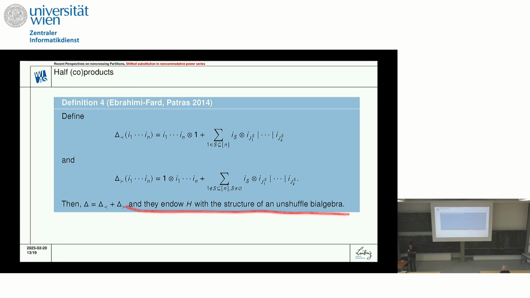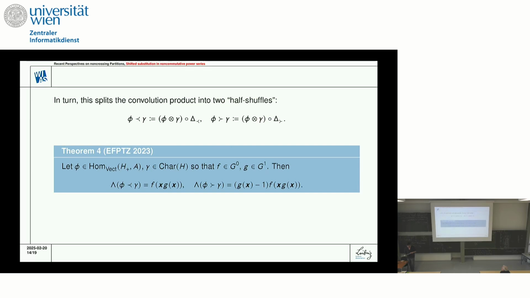And this gives me a little bit more than just a bialgebra, but it gives me what's known as a non-shuffle bialgebra, meaning that since this is the sum and this sum has to be co-associative, there has to be some relation between these 2 coproducts. I will not write it down, but this allows me to say a little bit more. So in turn, when I just dualize everything, I can split the original convolution product into 2 different half shuffles. So I get the original shifted composition split into 2 sub-operations, so into 2 actions of functions into each other.